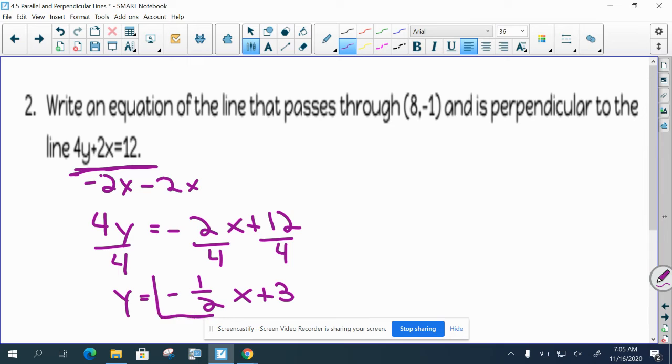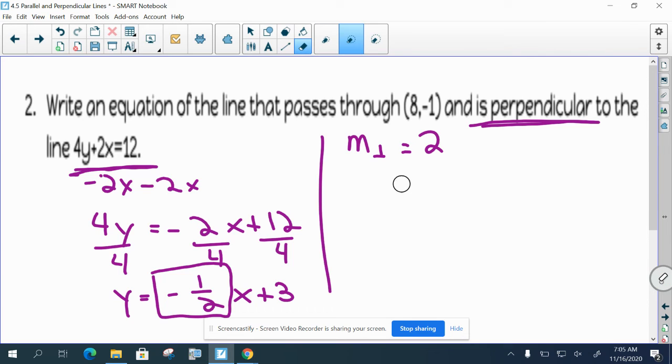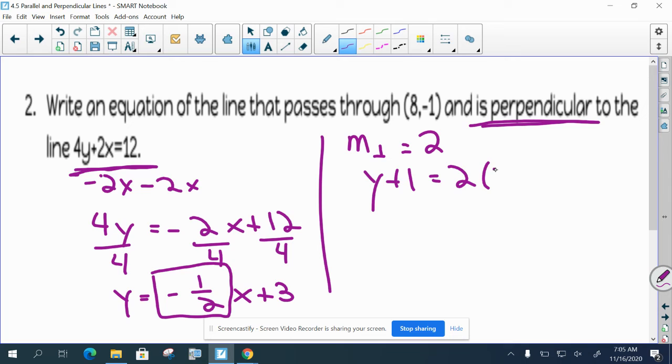So the slope of our line is -1/2, but if it's the equation of the perpendicular line, then the slope of the perpendicular line will be positive. The reciprocal of 1/2 is 2. All right, so I'm going to show, for this example, point slope form. So for point slope form, we would do y and then minus -1, so plus 1 equals 2, parentheses, x minus 8.